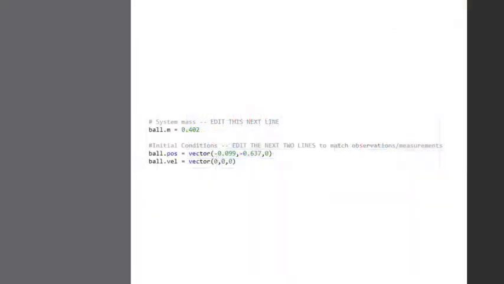This is the beginning of the code where we initially set up all of our factors before beginning the experiment. So we put in the mass of the ball, which was 0.402 kilograms, and the initial position of the ball, which was given by our tracker data.